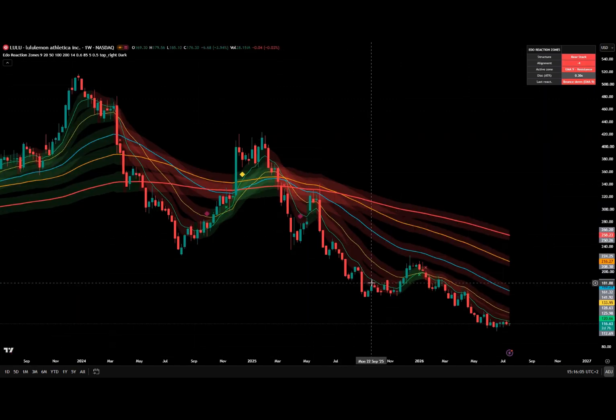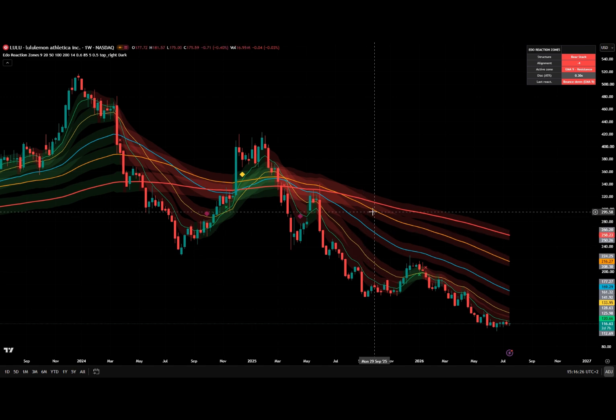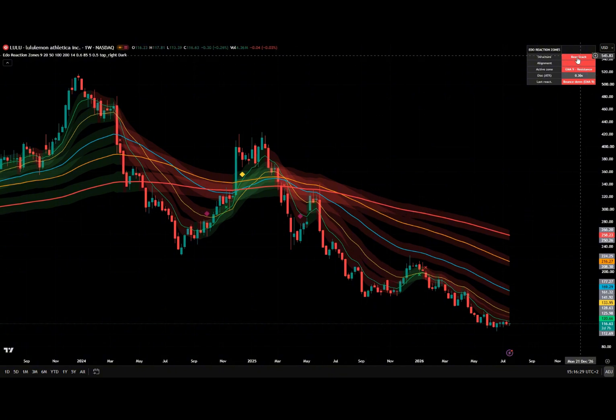Let's look at that structure score in detail. The indicator evaluates each pair of adjacent averages. If the faster one is above the slower one it adds, if it is below it subtracts. With 4 pairs, 9 over 20, 20 over 50, 50 over 100 and 100 over 200, the score runs from -4 to +4. This chart is a textbook -4, a bear stack. All 5 averages perfectly ordered, the slow ones on top dominating the fast ones. A healthy downtrend.